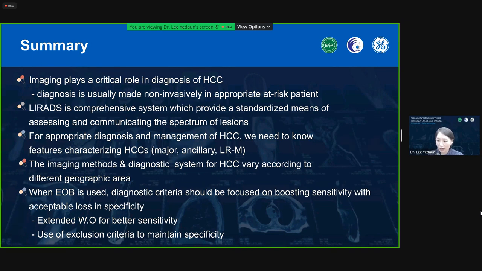The imaging method and diagnostic system for HCC vary according to different geographic areas. When EOB is used, diagnostic criteria should be focused on boosting sensitivity with acceptable loss of specificity.